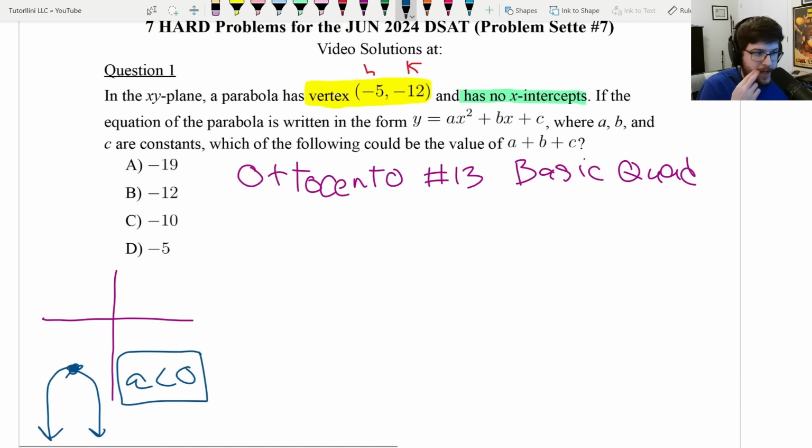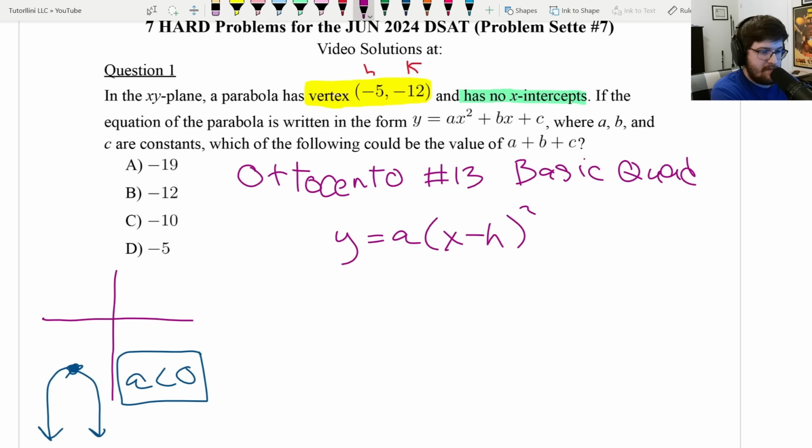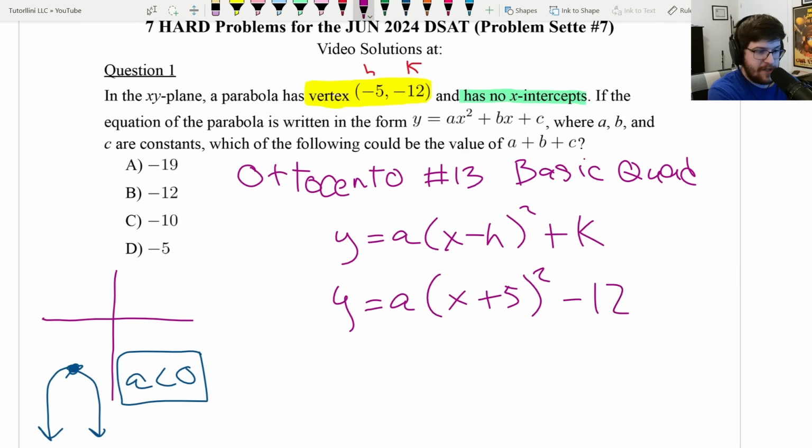So let's go ahead and write the vertex form for this, and then we'll try to translate it to standard form like the question wants us to. So y equals a, x minus h squared plus k. Y equals a, x minus -5 or plus 5 squared, plus -12 or just minus 12. Change the first sign, keep the second sign. Okay, so that's like our partial vertex form.